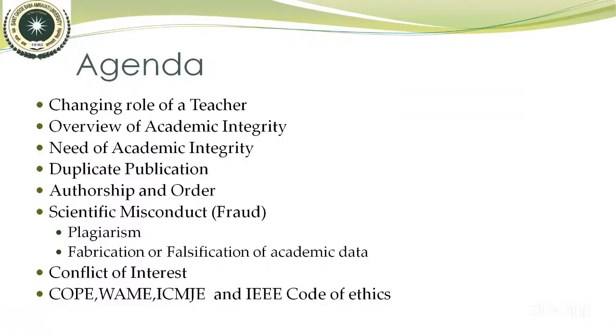Then we'll have a look at an overview of academic integrity, the need for academic integrity, and why this issue has cropped up as a serious issue in the recent past. That we'll try to understand, and then we'll move ahead with other aspects like duplicate publication, authorship and order. Who is the author and what should be the order of the authorship, and so on.